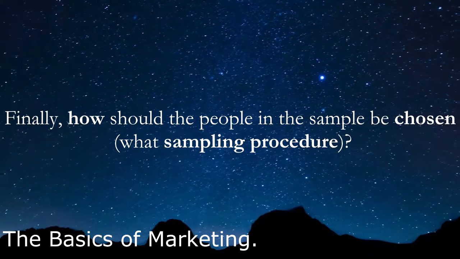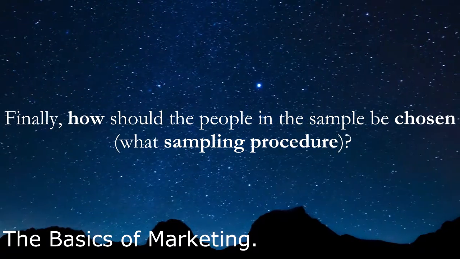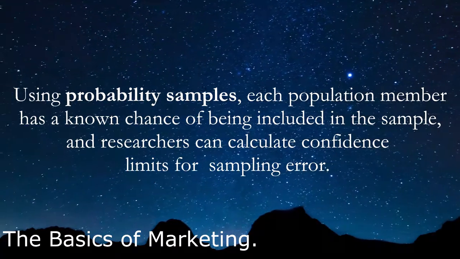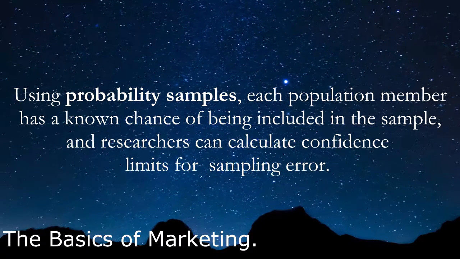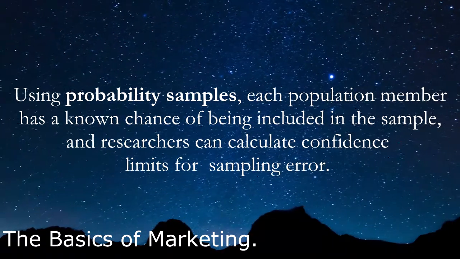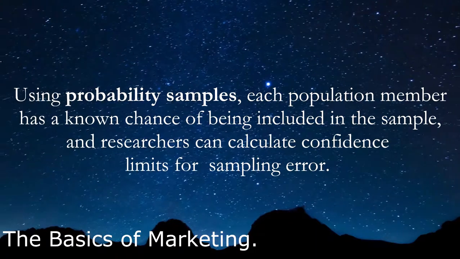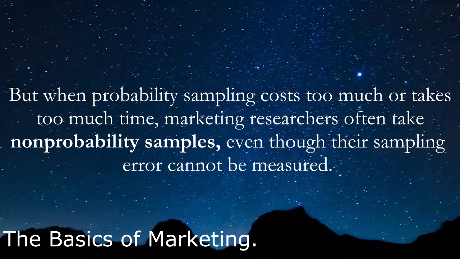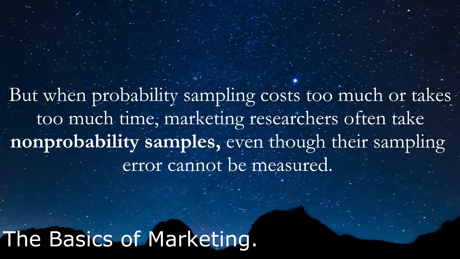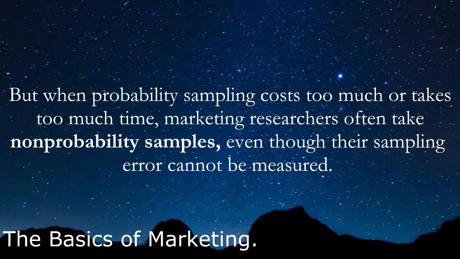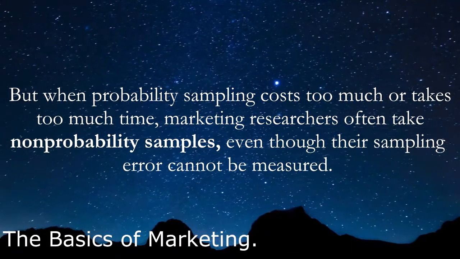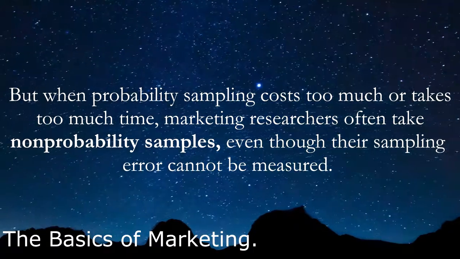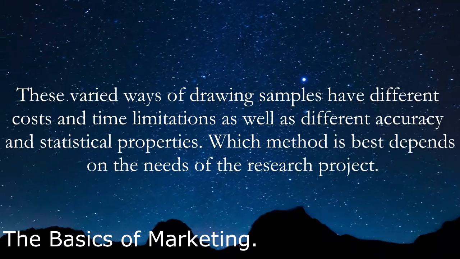Finally, how should the people in the sample be chosen? What sampling procedure? Using probability samples, each population member has a known chance of being included in the sample, and researchers can calculate confidence limits for sampling error. But when probability sampling costs too much or takes too much time, marketing researchers often take non-probability samples, even though which method is best depends on the needs of the research project.